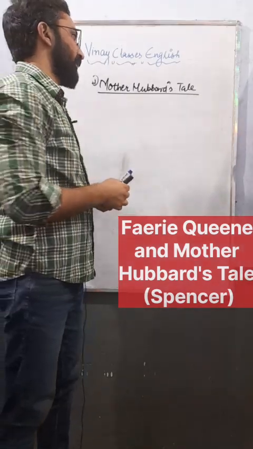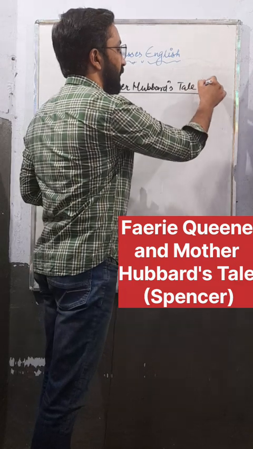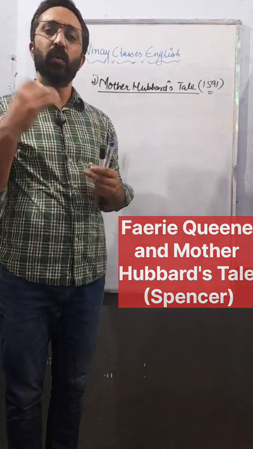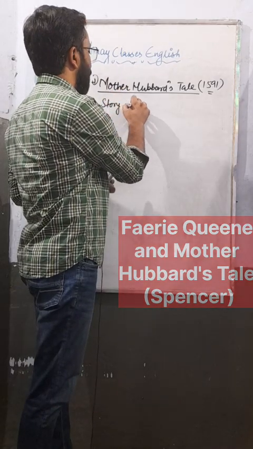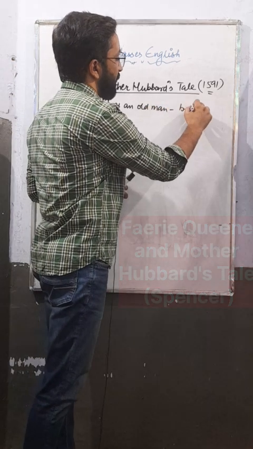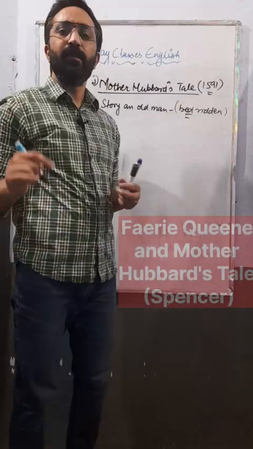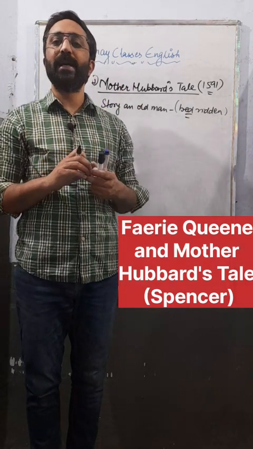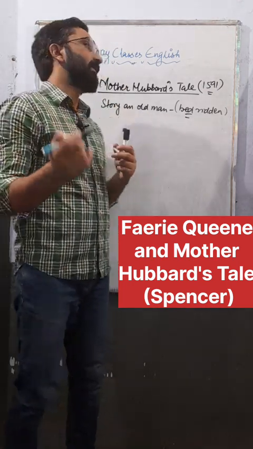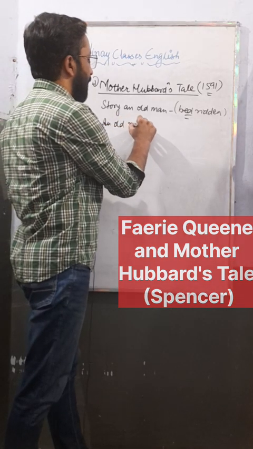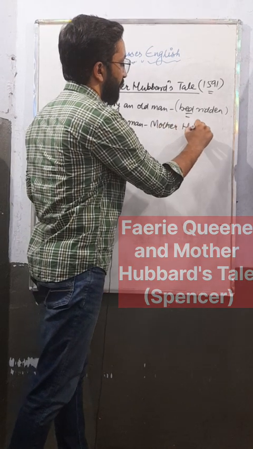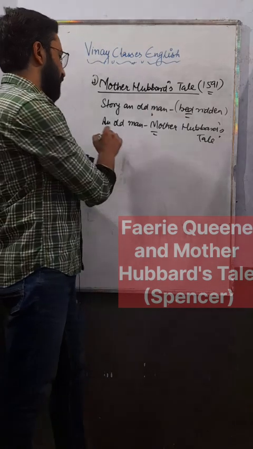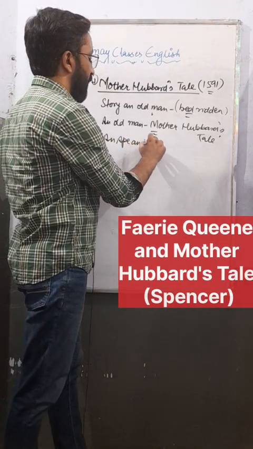It's Mother Hubbard's Tale. As far as the publication date of Mother Hubbard's Tale is concerned, it was published in 1591. Okay? Basically, Mother Hubbard's Tale is a story of an old man and he is bedridden, right? Every person is approaching this bedridden person and every individual is narrating a tale to the bedridden man, but he was fascinated by the tale of an old man titled Mother Hubbard's Tale. Mother Hubbard's Tale is all about an ape and a fox.